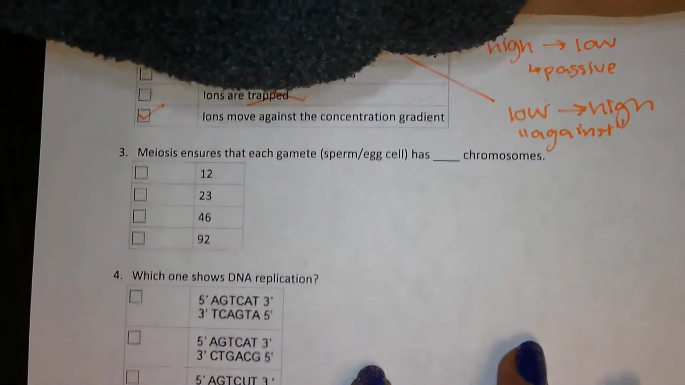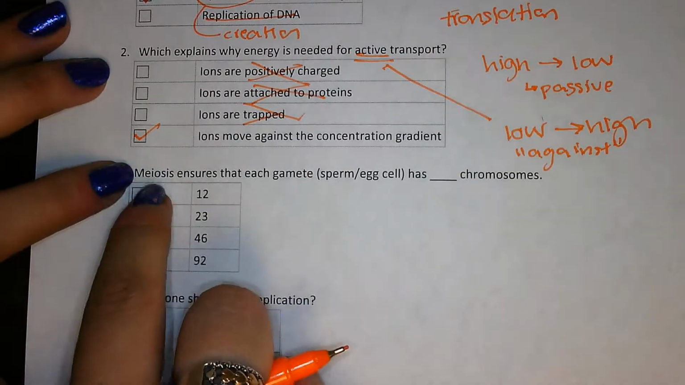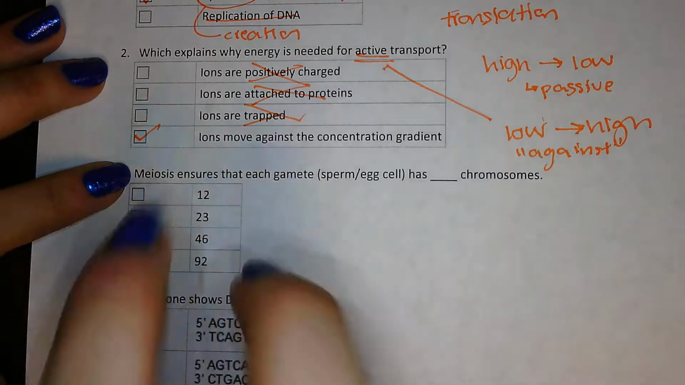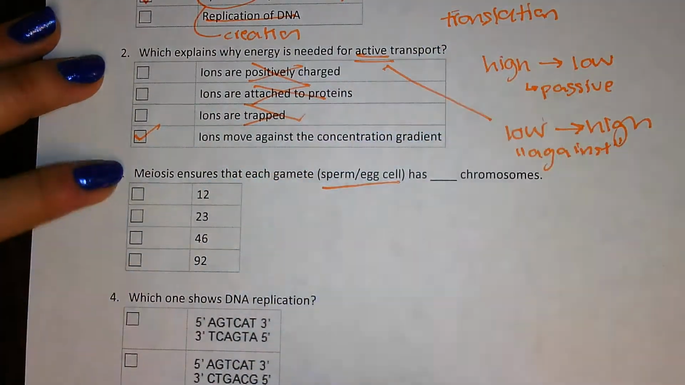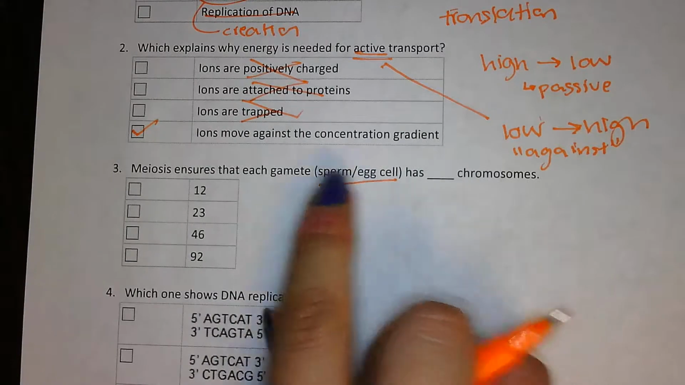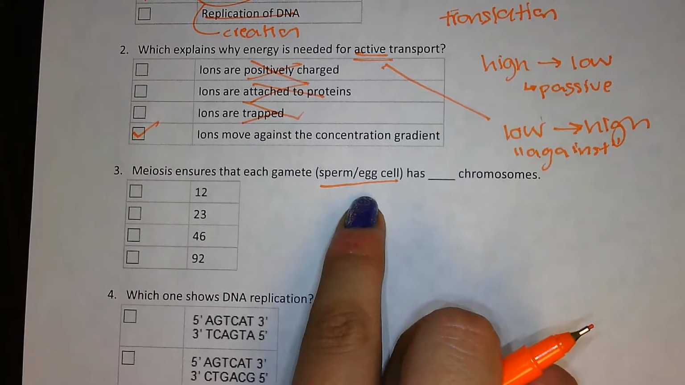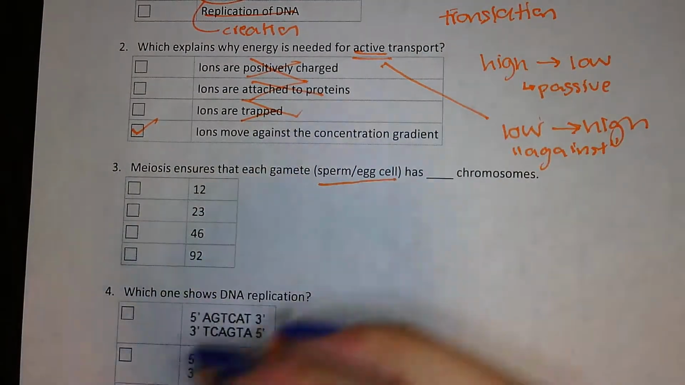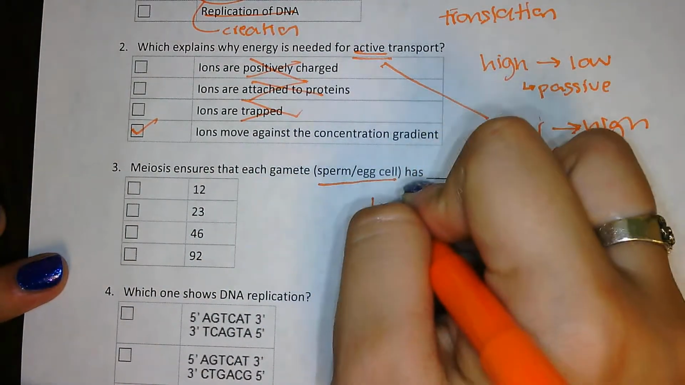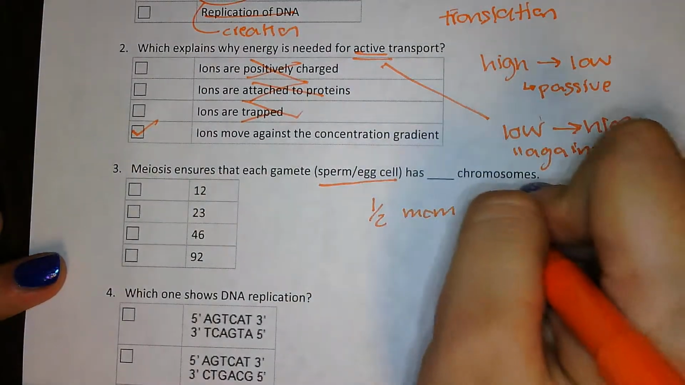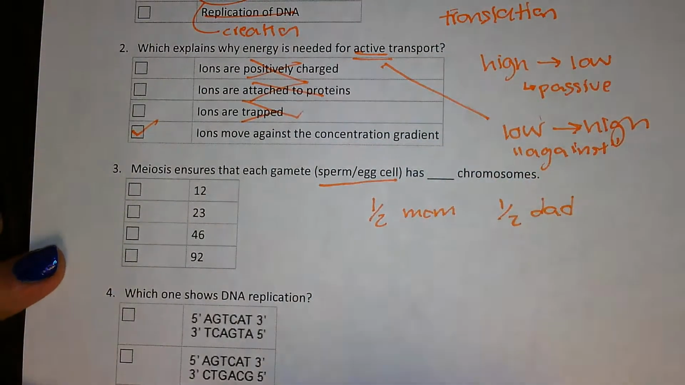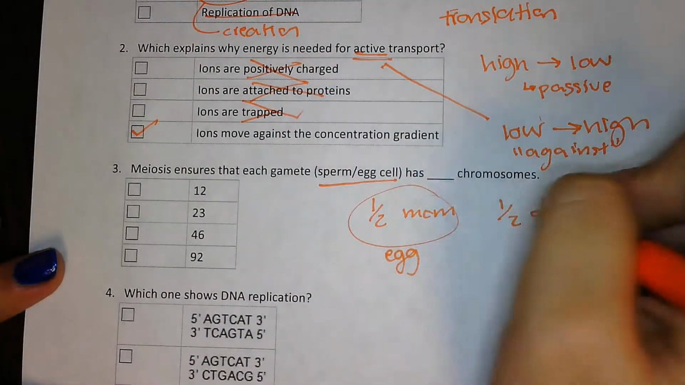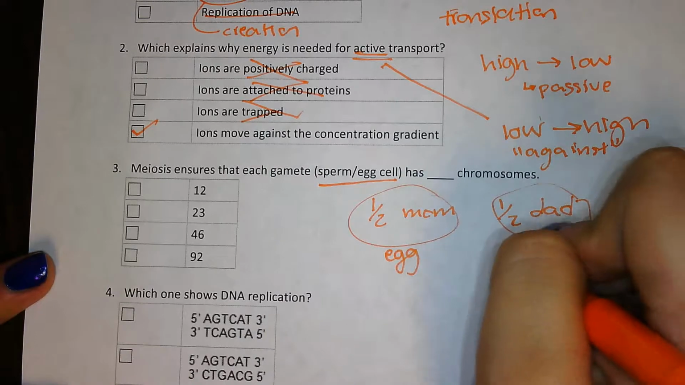Next one, meiosis. Meiosis is one of the 2 types of cell division. Meiosis ensures that each gamete, meaning a sperm or egg cell, so we are producing the cells that will make little tiny humans when they fuse, has blank chromosomes. So when we say that we get half from mom and half from dad, right? Half from mom is referring to mom's egg. Half from dad is referring to dad's sperm.